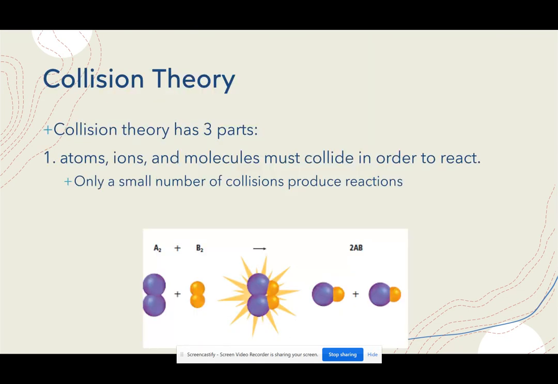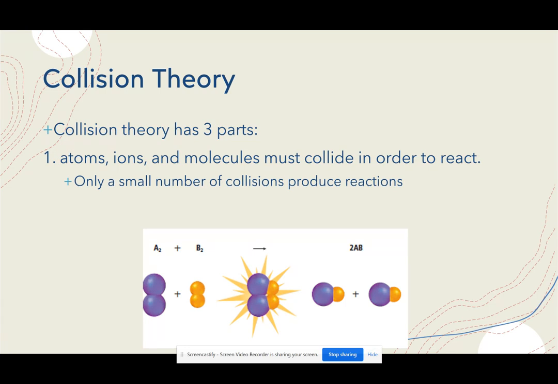Rate of a reaction is related to collision theory. So, all year we've talked about how chemical reactions happen and these reactants form these products, but we've never actually talked about the mechanism by which that occurs. And that's what collision theory is. It tells us the mechanism by which reactions occur.